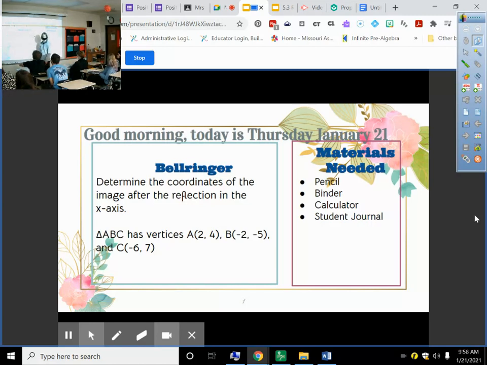All right, and what did you get for the coordinates? Because some people can't see those coordinates. What did you get? A prime is 2 and -4. B prime is -2 and 5. And C prime is -6 and -7.